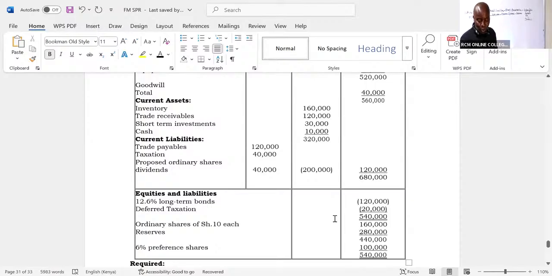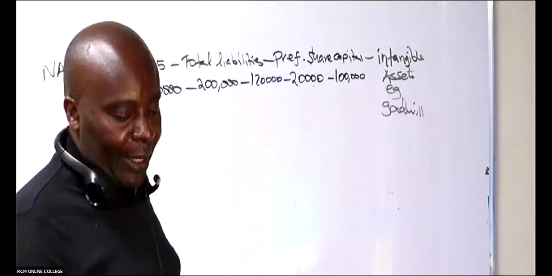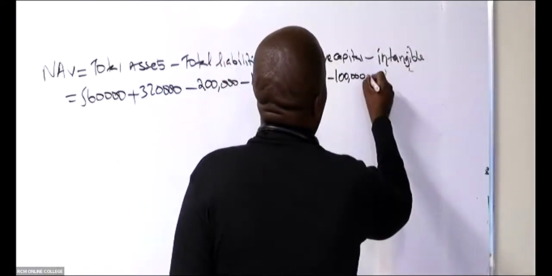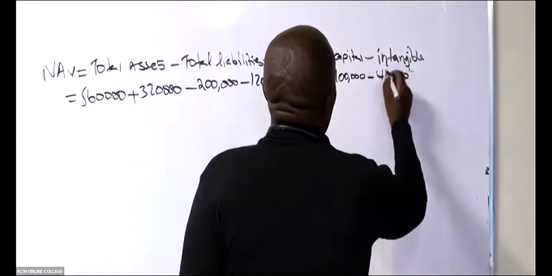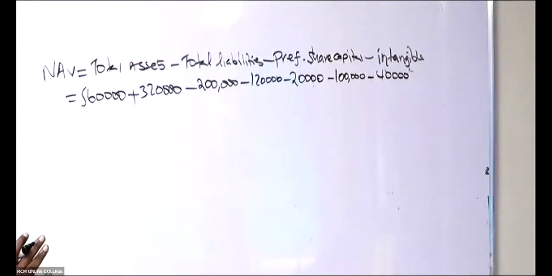Oh, yes, we do. We have them. So you can see we have goodwill here. This goodwill is intangible. You can't touch goodwill. Goodwill is intangible. So minus 40,000. So this will be the total net asset value of the company.